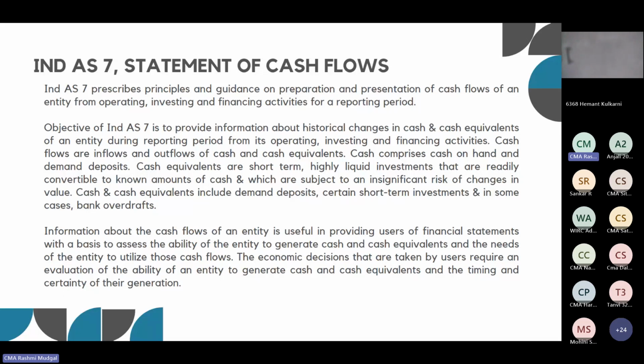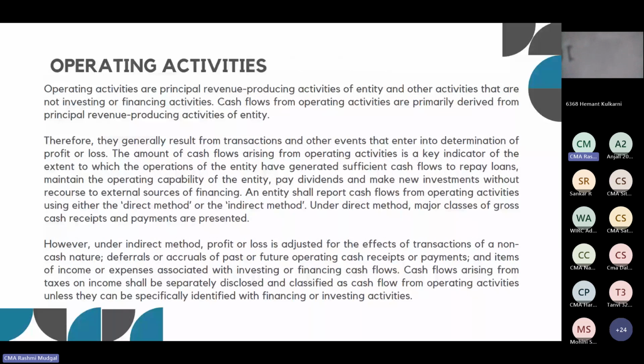Cash and cash equivalents include demand deposits, certain short-term investments, and in some cases bank overdrafts also. Okay, so that is my cash flow statement. How did I come up with the operating, investing, and financing sections? The operating activities are principally our business activity, what the company is working for, the primary activity of the company. That is my operating activity.